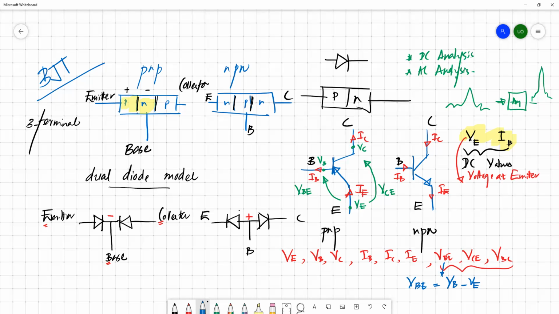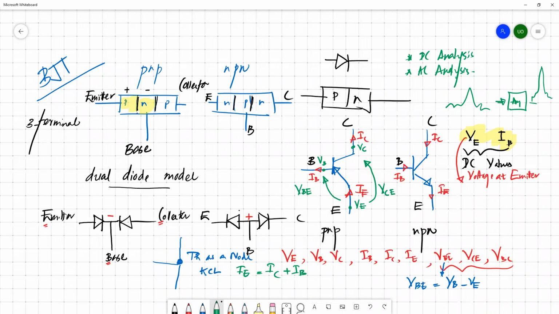And from here, we can make a simple relationship. If you assume that the transistor is a kind of a node, so this is a transistor as a node, then we can apply Kirchhoff's current law and come to a conclusion that the emitter current is basically equal to the collector current plus the base current.